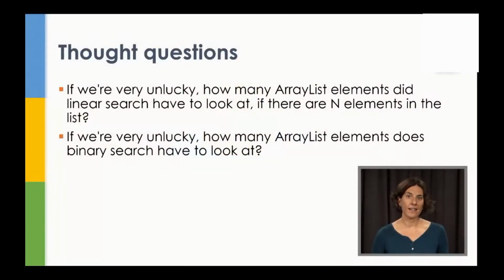So let's end by going back to these same thought questions. We said before, in a linear search, if we get unlucky, we're going to have to look through every single element in our array. And if there are a lot of elements in our array, like there are a lot of words in the dictionary, that can be a very, very slow, cumbersome process. So binary search is going to improve on that a lot.